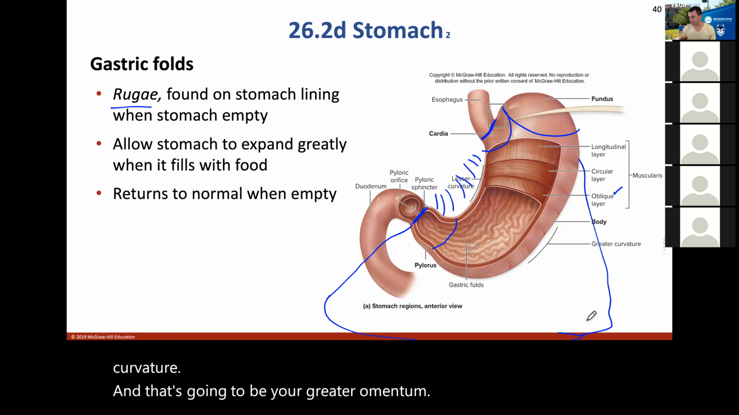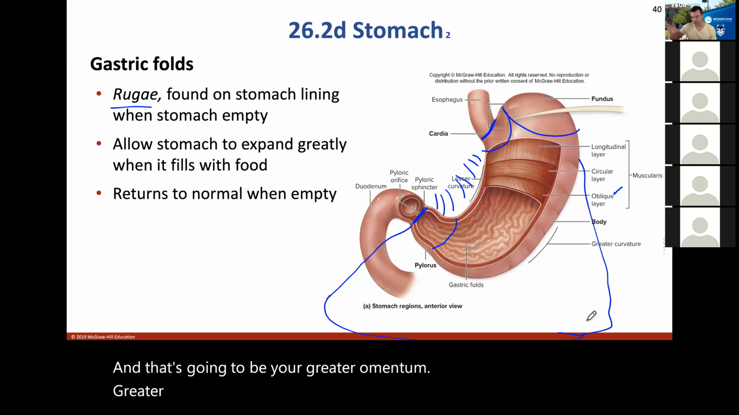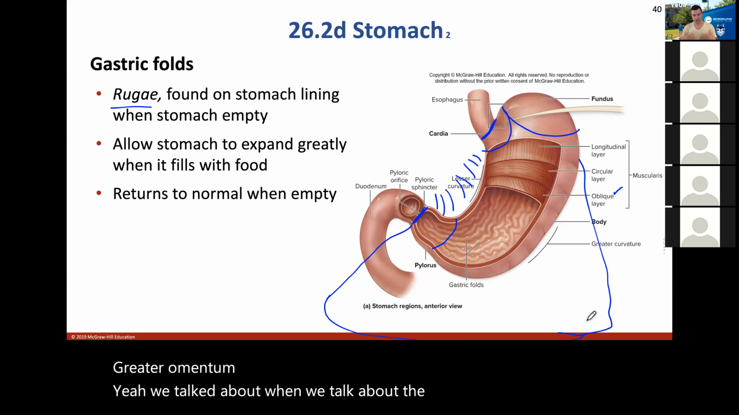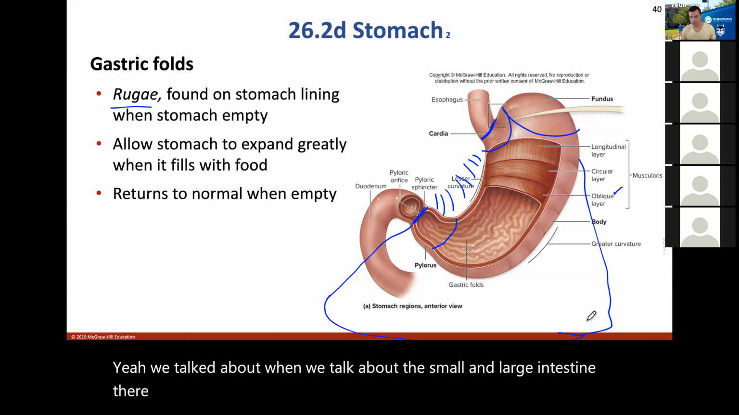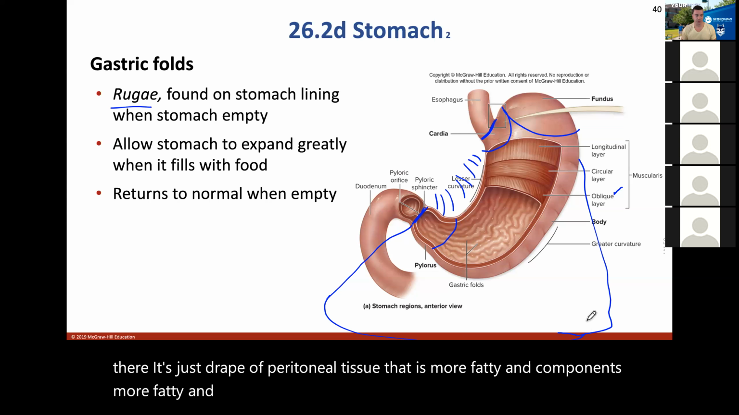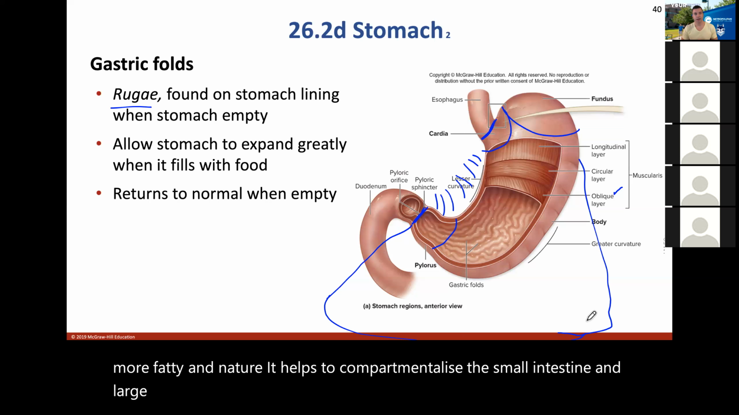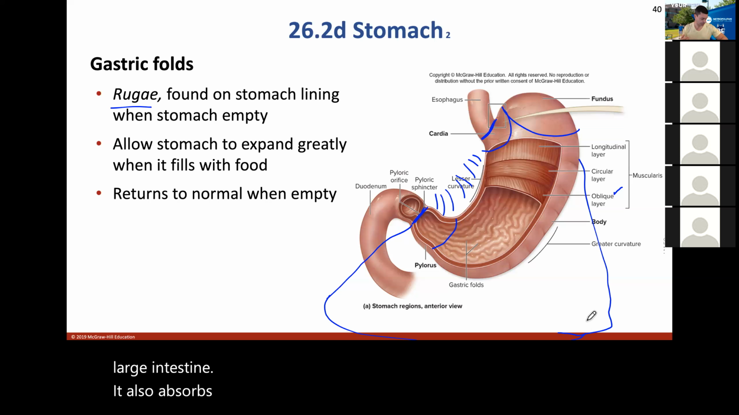Greater omentum, we talked about when we talk about the small and large intestine there. It's this drape of peritoneal tissue that is more fatty in nature. It helps to compartmentalize the small intestine and large intestine. It also absorbs fat-soluble substances as well. So that greater omentum does a handful of fancy things.